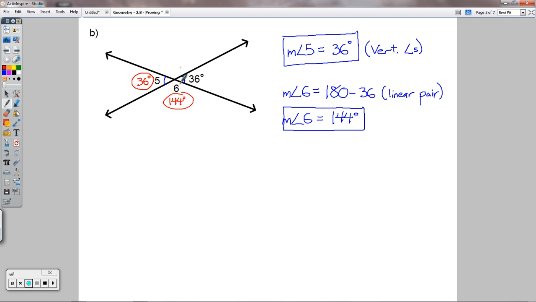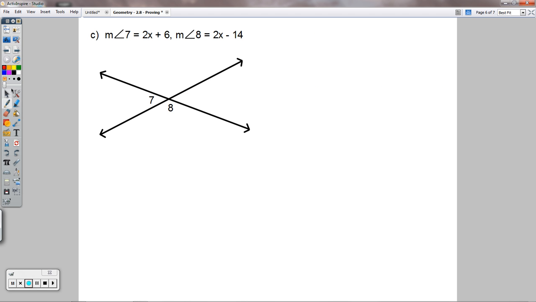If this was 144 as well, like it would have to be because these are vertical angles, 6 and this blank one, you add all 4 of those up, you should get 360. And you, in fact, do get 360 if you do that. Let's check out part C here and see what we got for that one.